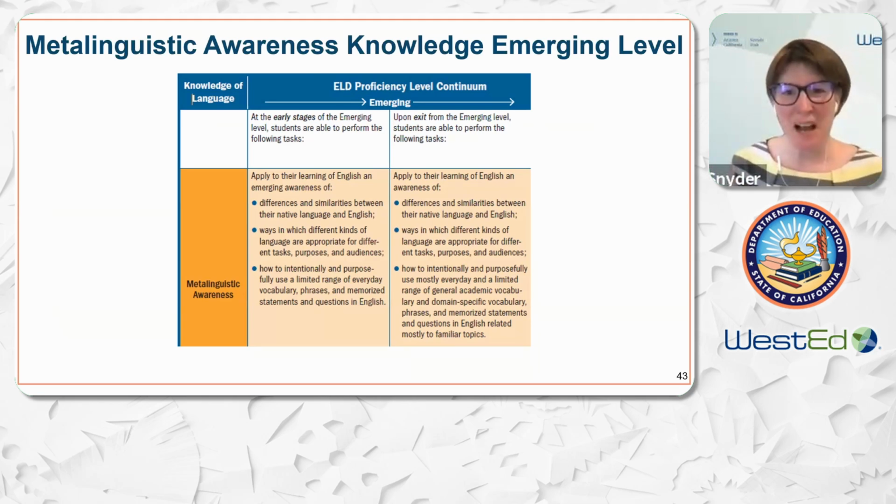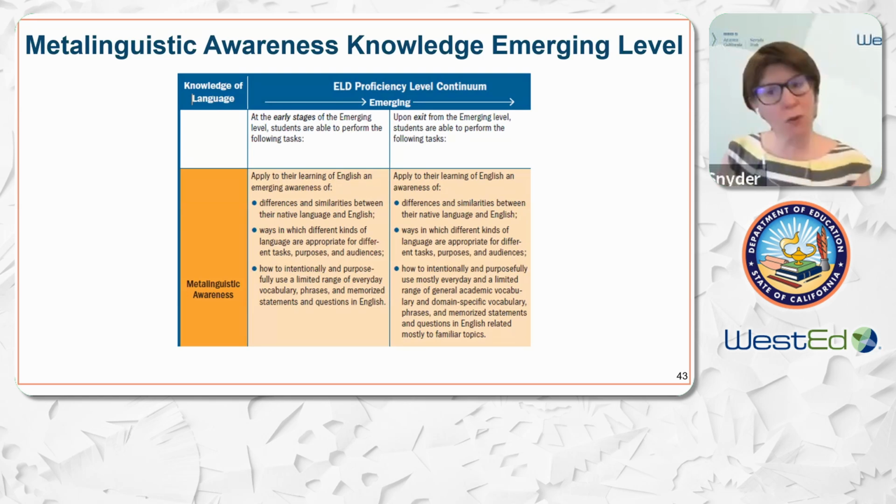It's exciting. So we will now review each proficiency level in the metalinguistic awareness knowledge of language to see the tasks that EL students should be able to perform at the early stages of the level and when they exit the level. So remember that the metalinguistic awareness knowledge of language indicates the extent of language awareness and self-monitoring that students have at the level. And the image on the slide shows the emerging level in the metalinguistic awareness knowledge of language from page 23 of the California ELD Standards publication.